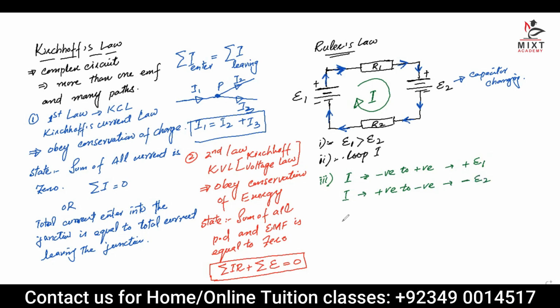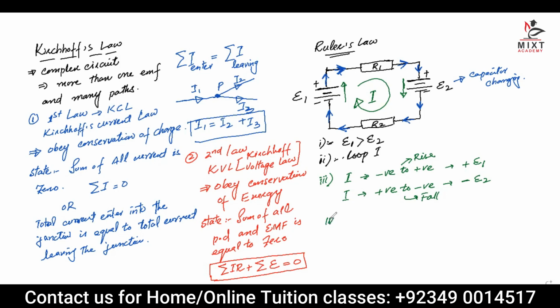Exactly. E1 is positive because the loop current is moving from negative to positive, and E2 is negative because it is moving from positive to negative. So this is called a rise and this is called a fall. So that's why it is negative.